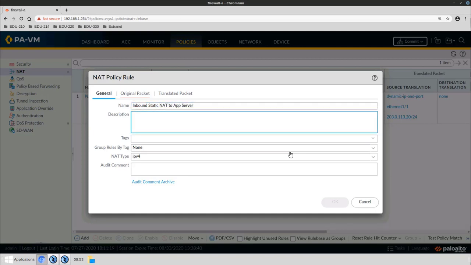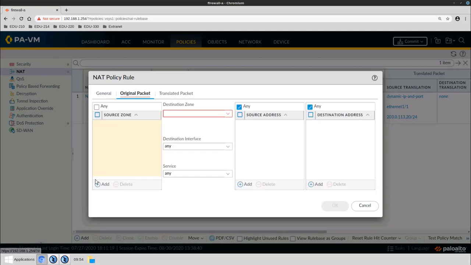for description, I'll enter one that makes it easier for me and any other administrators to determine what this rule does. Descriptions are not required, but they're highly recommended.